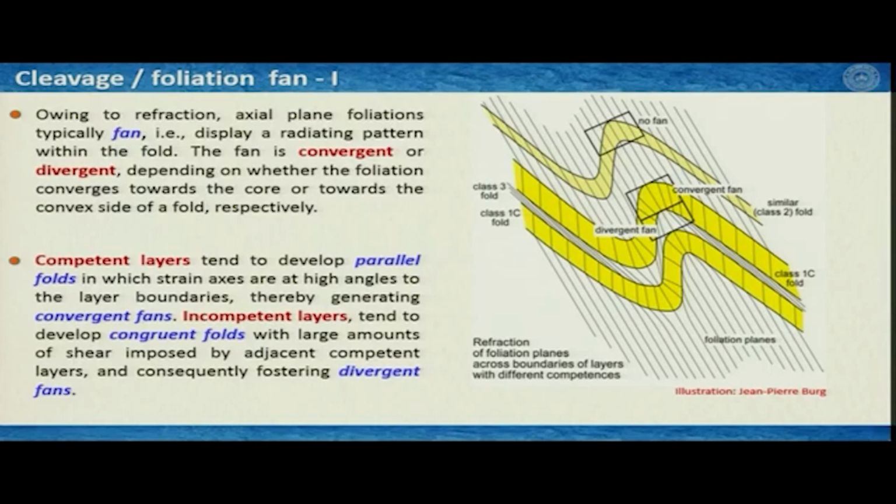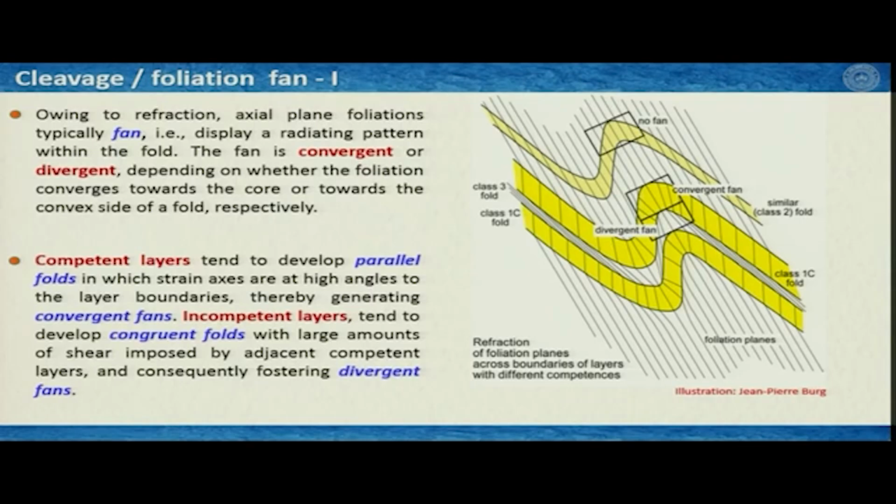and this happens due to cleavage refraction. So, in cleavage refraction, axial plane foliations typically fan, that is, they display a radiating pattern within the fold. The fan could be convergent or divergent depending on whether the foliation converges towards the core or towards the convex side of the fold respectively. Now, competent layers tend to develop parallel folds in which strain axes are at high angles to the layer boundaries, thereby generating convergent fans. The incompetent layers, on the other hand, tend to develop congruent folds with large amounts of shear imposed by adjacent competent layers, and consequently foster divergent fans.